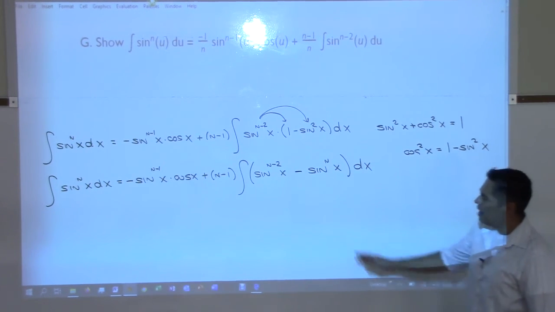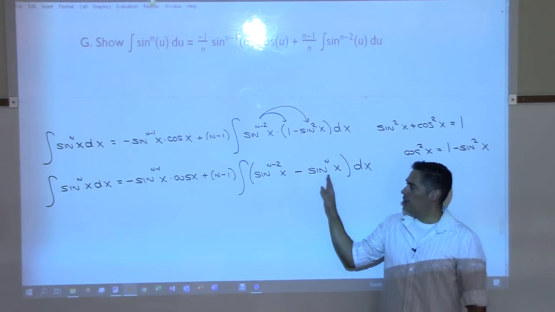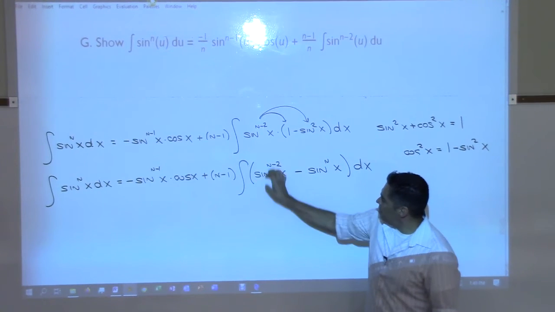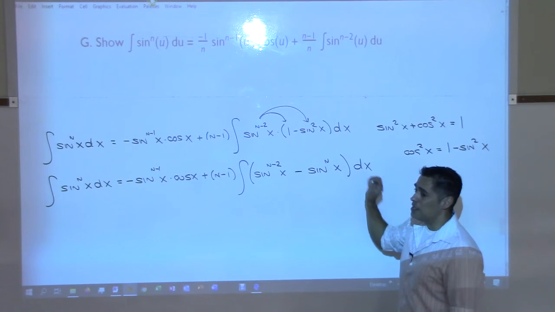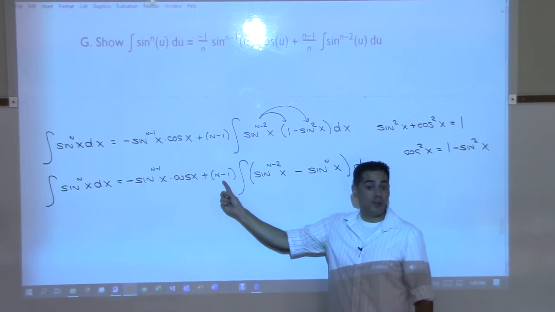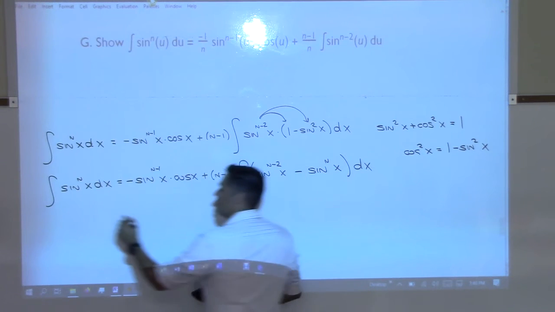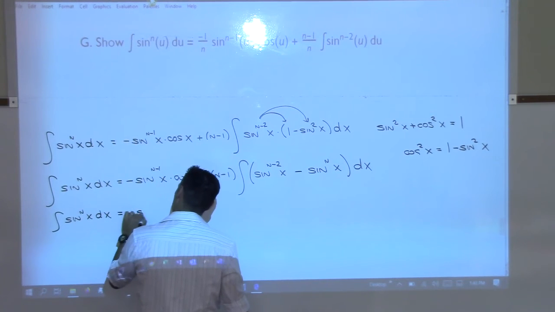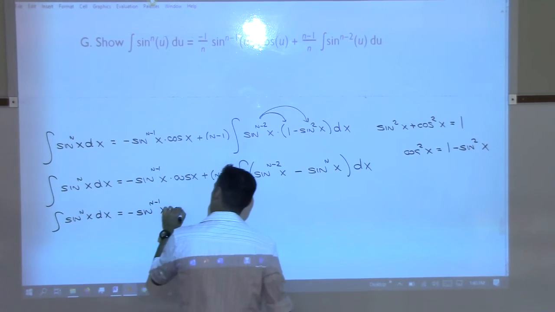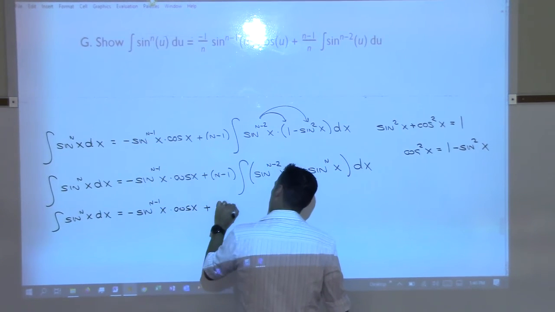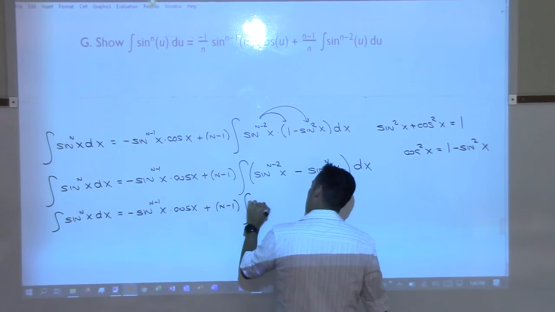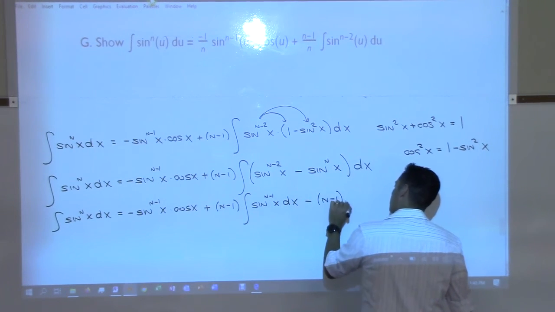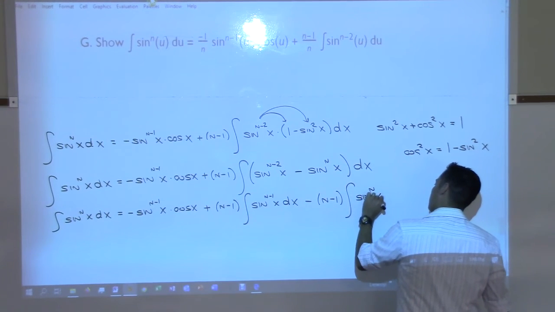Now, we have two terms, right? When you integrate, you can do them separately, one at a time. So that means I can do this integral and then this integral separately. So what I'm going to do now is split this into two integrals, and keep in mind that the n minus 1 has to come with us. So my next line will be the integral of sine to the n of x dx equals negative sine to the n minus 1 of x times cosine x plus n minus 1 times the integral of sine to the n minus 1 of x dx minus n minus 1 times the integral of sine to the n of x dx.